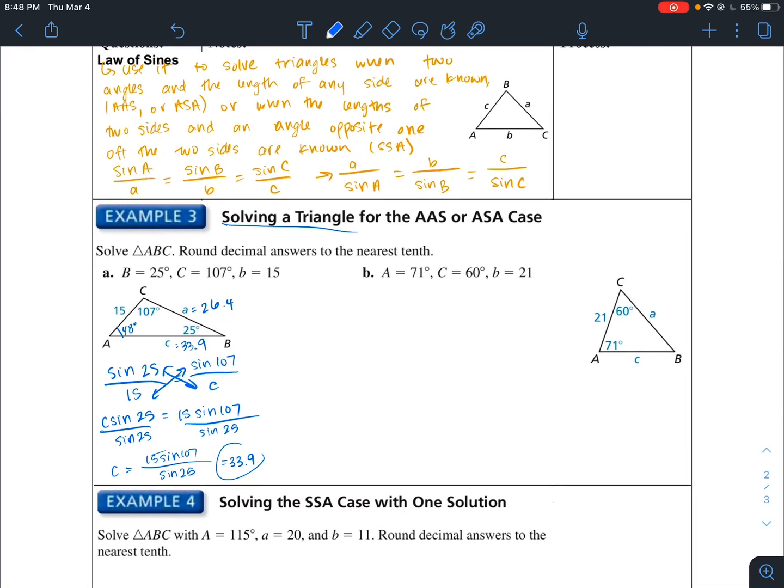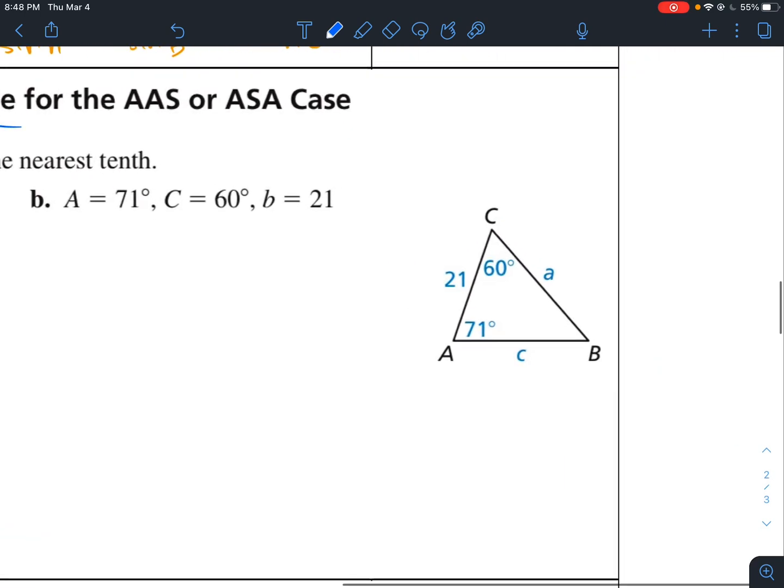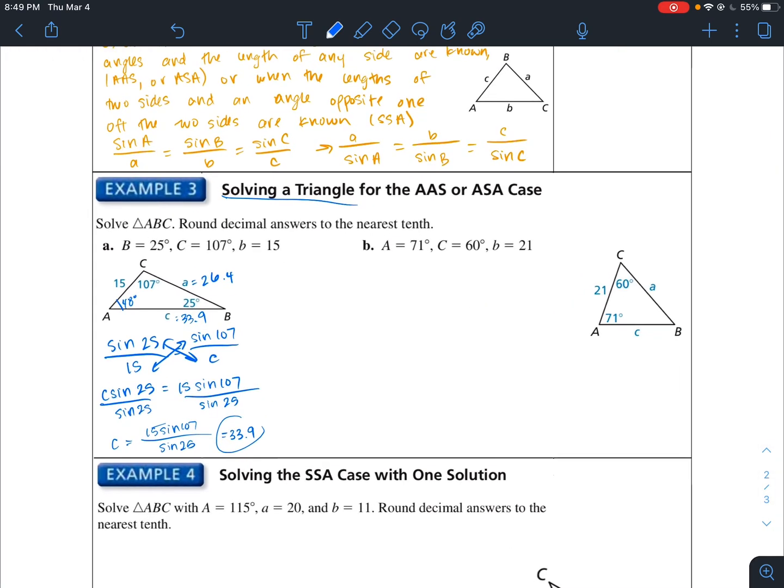Alright, now I'm going to move on, but I'd recommend that you guys try this one as well. So notice the side lengths and the angles that we know. We know this angle right here, we know this angle right here, and we know this side right here. So that's an angle side angle, meaning that the side is included between the two angles. So you should be able to use the law of sines to help you solve this triangle.